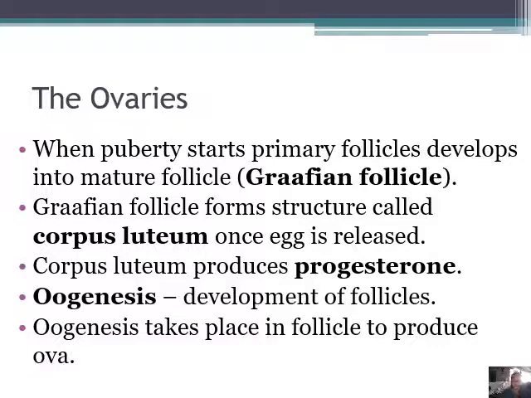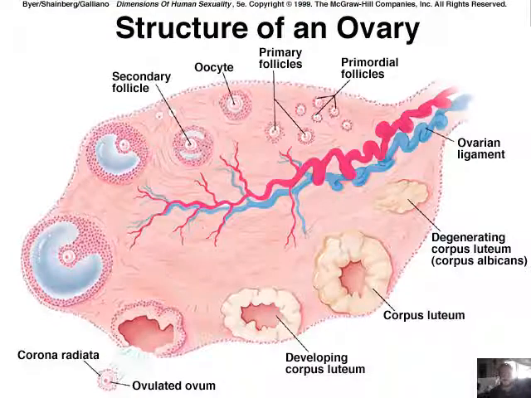Please note, we've got spermatogenesis, which is the formation, growth and production of sperm, and now we have oogenesis, which is the development of follicles, and inside of them are eggs. Oogenesis takes place in the follicle to produce the ova. So here's the structure of an ovary, a little bit closer.